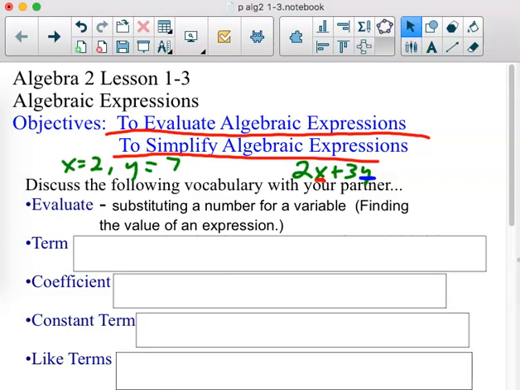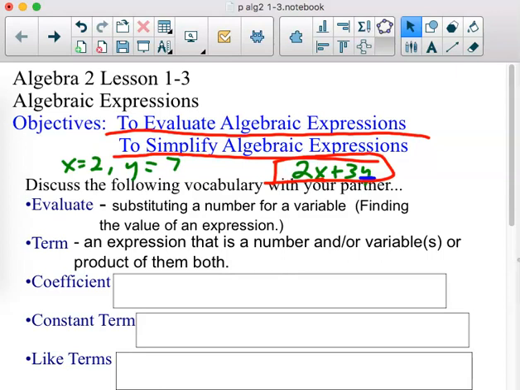Next vocabulary piece, term. What is a term? So I want you to go back to this and think, what's a term? Well, 2x is a term. 3y is a term. So that has two terms. It has 2x and 3y, because a term is an expression that is a number and/or variable or variables, or the product of them both, because again, they're sitting right next to each other. So go ahead and write that in your notes.